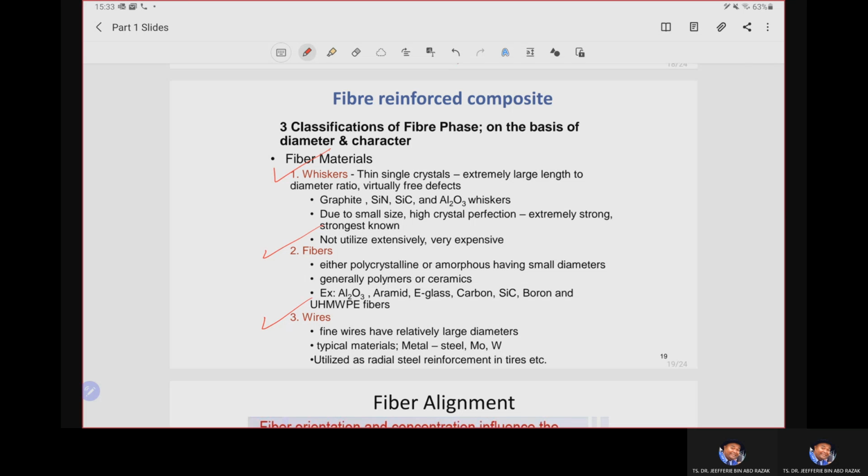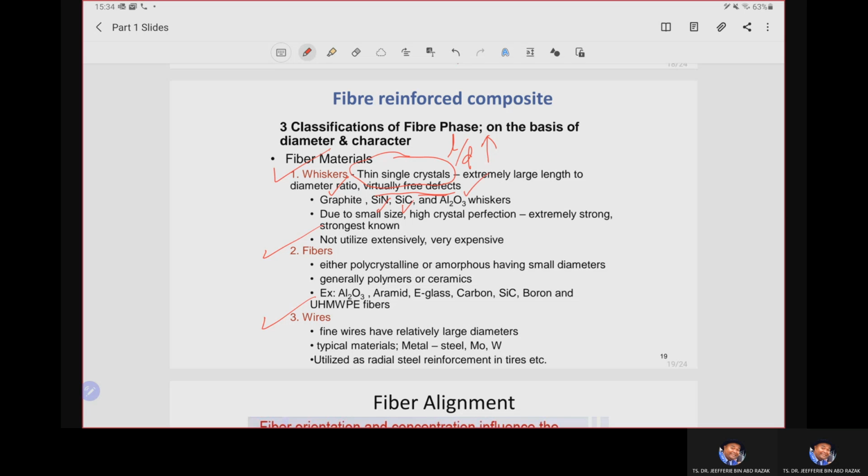Whiskers possess an extremely large aspect ratio, because they have a larger value of L and a finer, thinner value of D. Virtually, these whiskers are free from defects. Normally, they are produced from thin single crystals. We produce thin single crystals, that's why we can control them so they are free from defects and not polycrystalline. Examples of whiskers are graphite or carbon whiskers, silicon nitride, silicon carbide, and alumina whiskers, Al2O3.